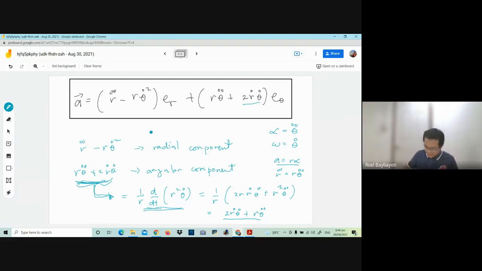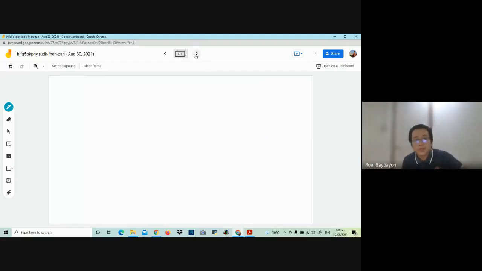Now we will generalize this into spherical coordinates. Let us take an example. Circular motion, for example, is a good example of motion in plane polar coordinates. You can also use Cartesian coordinates, but it is easier if we use plane polar coordinates.